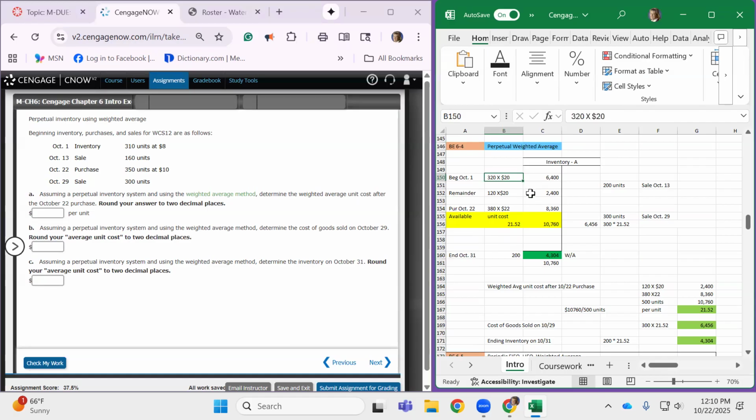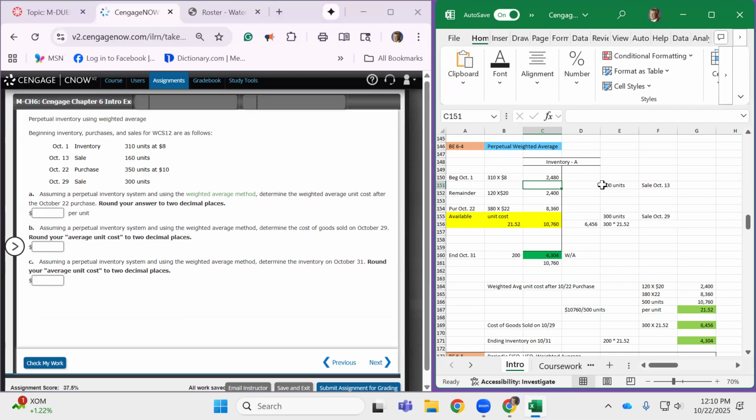So on October 1st, we have 310 items at a cost of $8 each. Okay, so let's put the beginning inventory here. So 310 items times $8 each means we had $2,480 in beginning inventory.